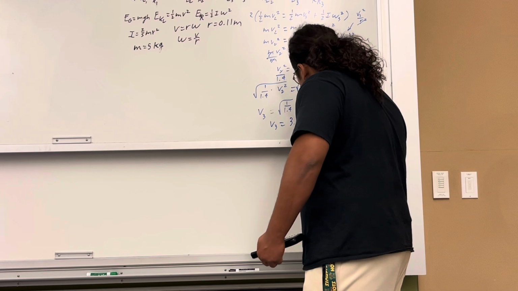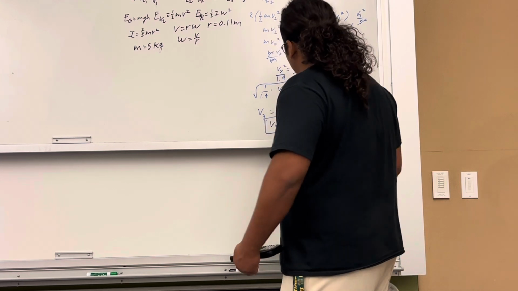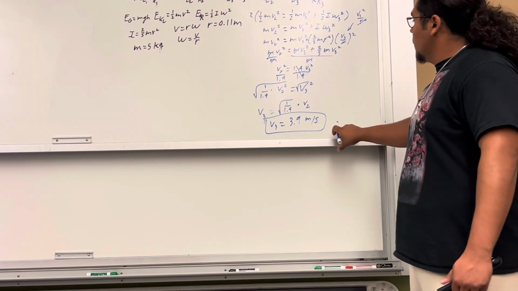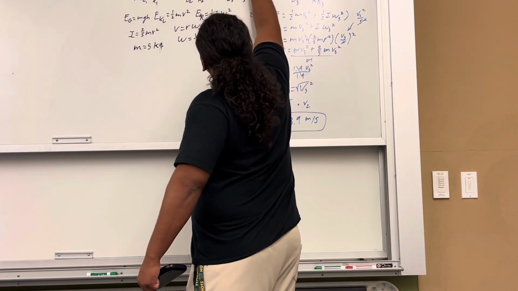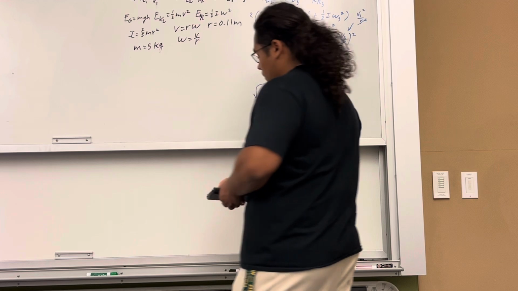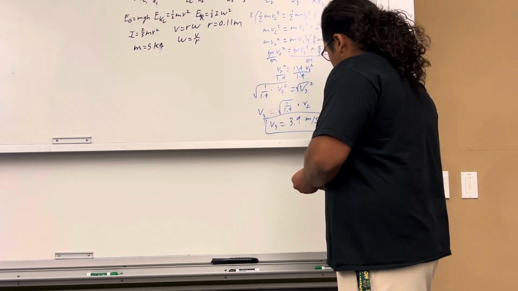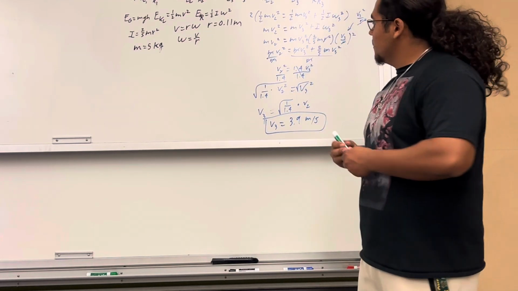I almost forgot about that. I have to put meters per second. So that's what we got. Now plug this back in right here. Remember our math teacher told us degrees usually means radians. Now we're going to solve for the angular velocity.